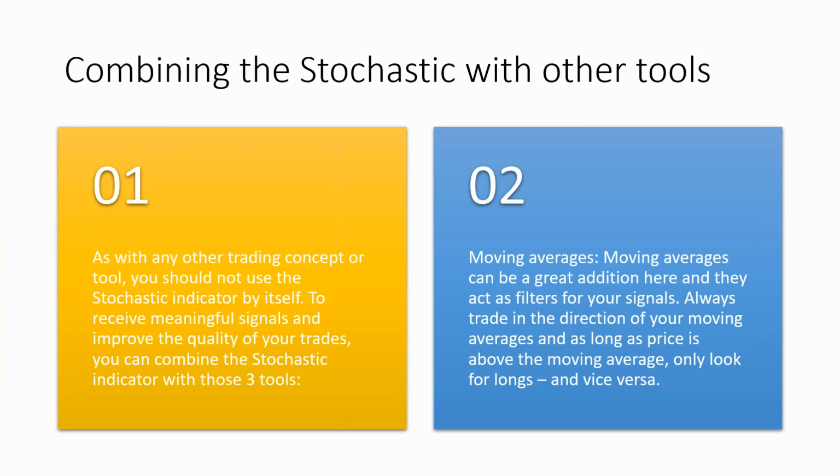And as you saw in the presentation, moving averages. Moving averages can be a great addition here as they act as a filter for your signals. Always trade in the direction of your moving average, and as long as price is above the moving average, only look for longs, or if price is below the moving average, look for sells or shorts.